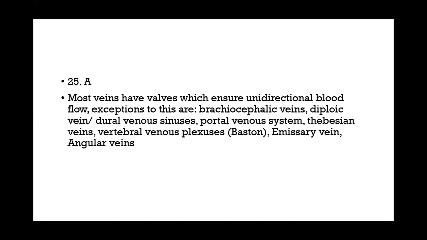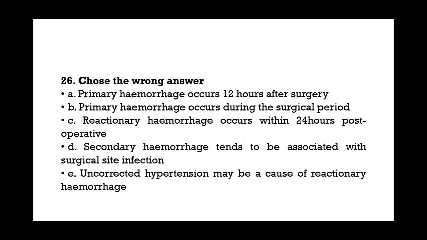Most veins have valves which ensure unidirectional blood flow. Exceptions to these are the brachiocephalic vein, diploic vein, dural vein, venous sinus, portal veins, the pacchionian vein, vertebral venous plexus, that is the vein of Batson, and the emissary vein. Now, this vein of Batson in the vertebra enhances free flow of malignancy to involve the spine.